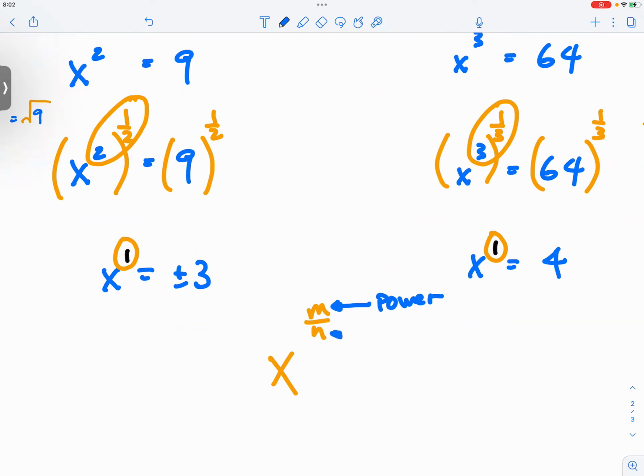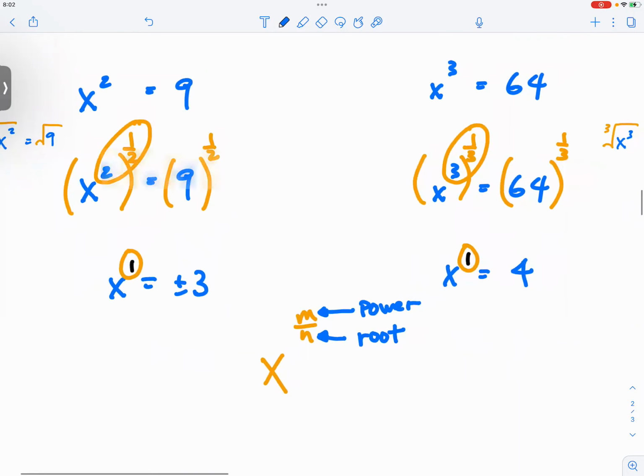And the denominator is the index of the root. So if you see square root, it's the same thing as 1/2 power. If you see cube root, we say 1/3 power. Okay, so now how is it actually useful?